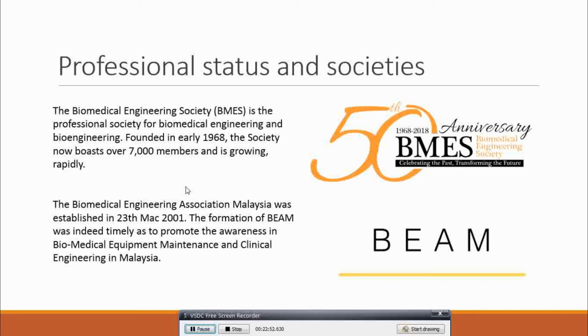Then in Malaysia, the Biomedical Engineering Association Malaysia was established on the 23rd of March 2001. It was timely. It was introduced quite close to the time of biomedical equipment maintenance and clinical practices in Malaysia. So BEAM is called BEAM. This is a society in Malaysia. Okay.